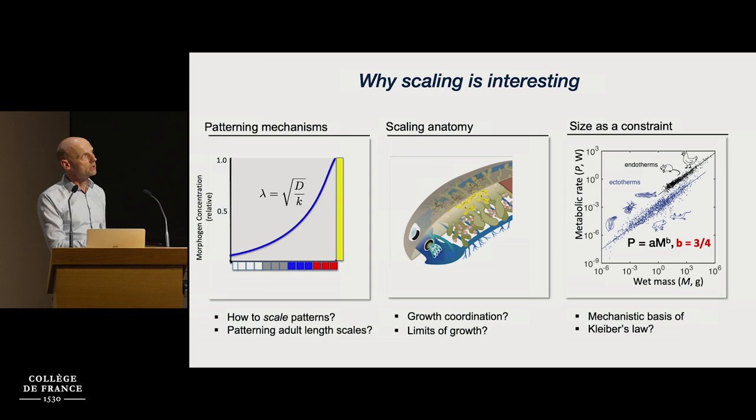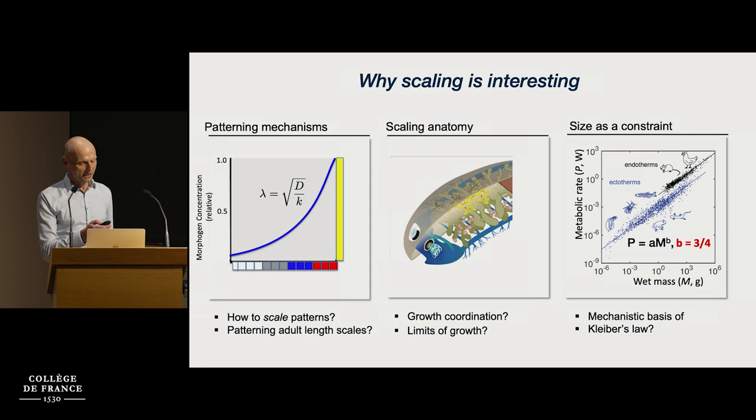And so again, somehow deep down, the metabolic rate of animals seems to be constrained by mass, but why and how remains rather unclear. So long story short, I think there is lots of interesting biology pertaining to the scaling of organ systems or to the governance of growth in biology.